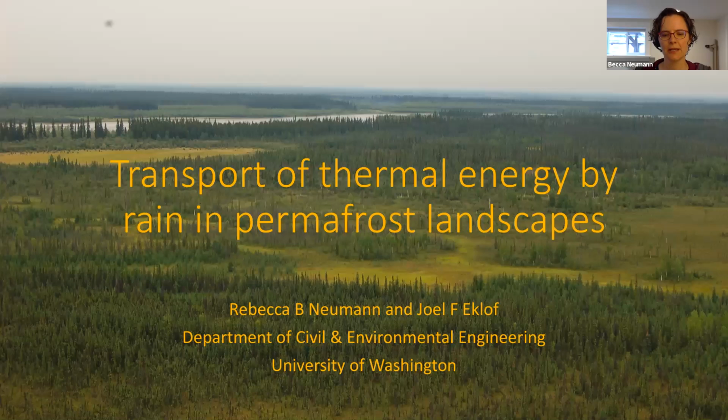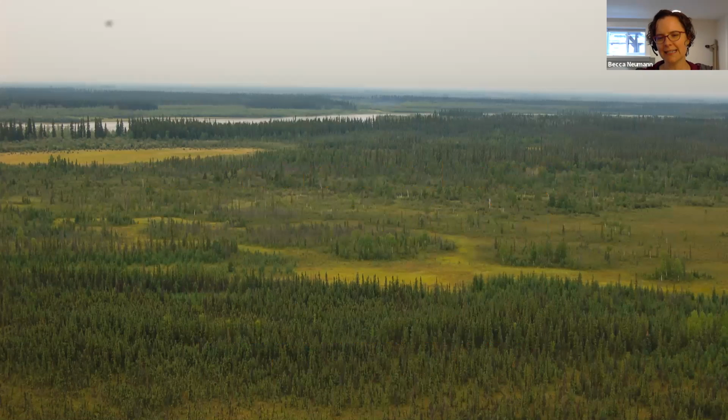The work we're going to be talking about is the ability of rain to transport thermal energy within permafrost landscapes. This is a landscape that I'm sure many of you are familiar with. We have a black spruce permafrost forest, and then in these lower lighter green areas, we have areas where permafrost is thawed. This is ice-rich permafrost, so the ground subsides, and then we get the formation of a wetland.